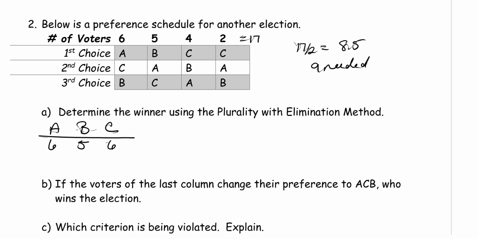So nobody has the majority right now, so the candidate with the least number of votes is going to be eliminated, and that's going to be candidate B. And so if we look on our preference schedule, A is the next candidate down on those ballots. So those 5 votes will get passed to candidate A, giving candidate A a total now of 11. And so A wins.